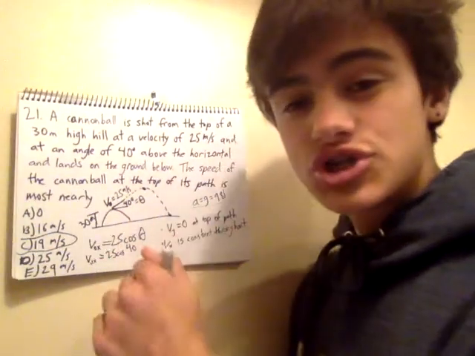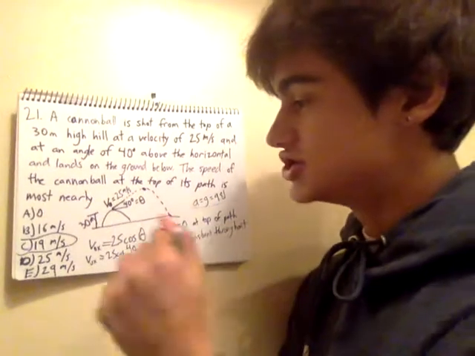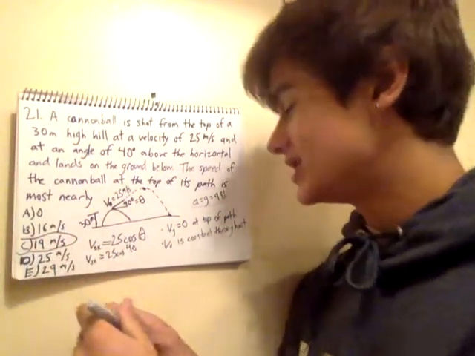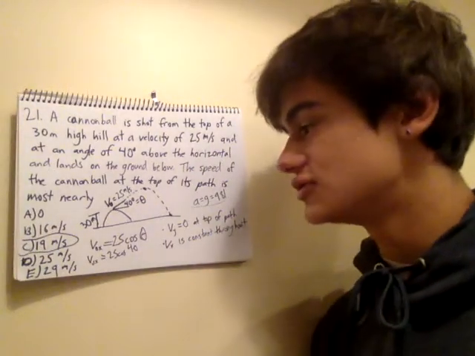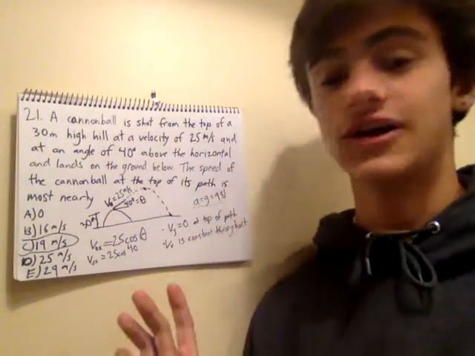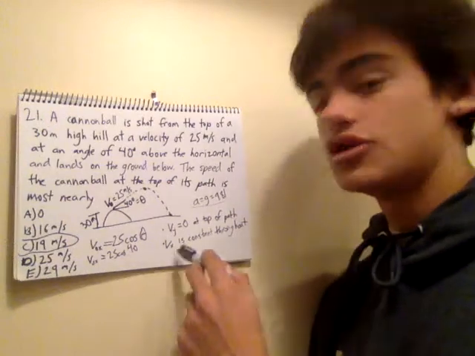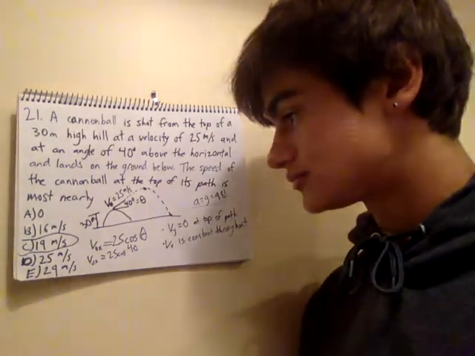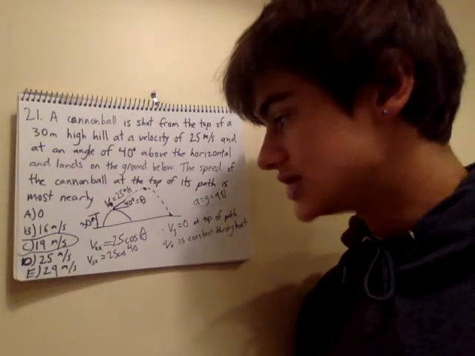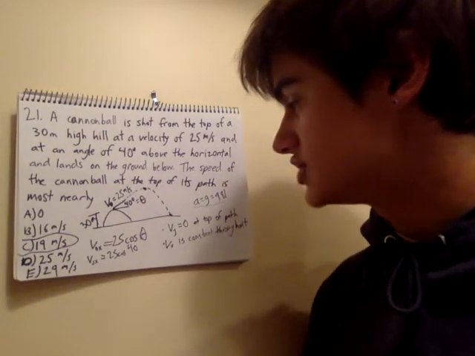I'd say the most tricky answer to avoid here is the 0, because you might get the fact that Vy is equal to 0 at the top of the path confused with the velocity itself being 0, but that is false because we also know that Vx is constant. So knowing that it's 19, we have an answer.